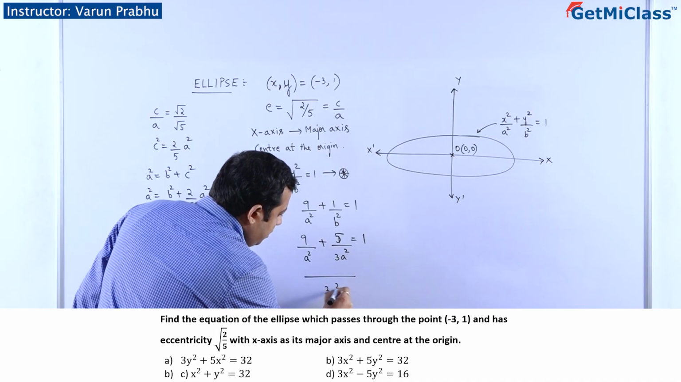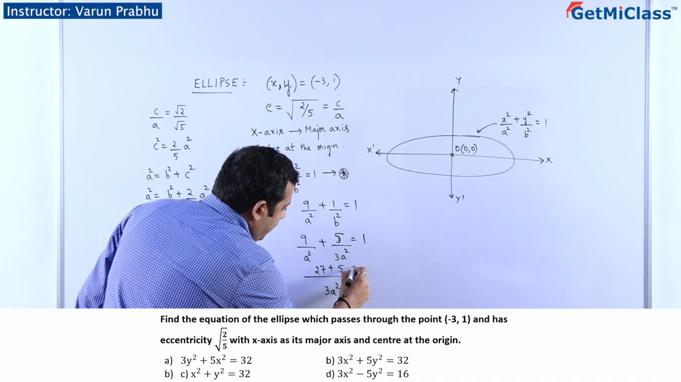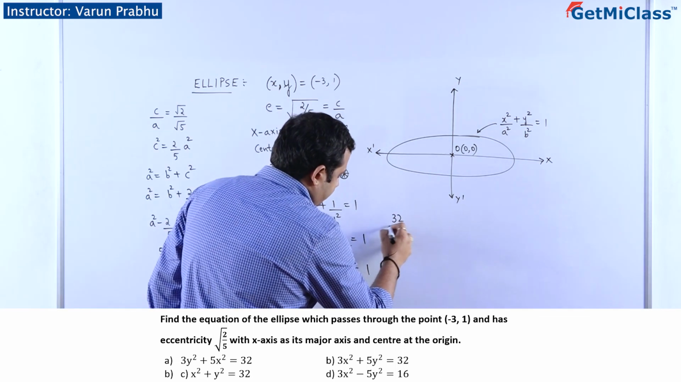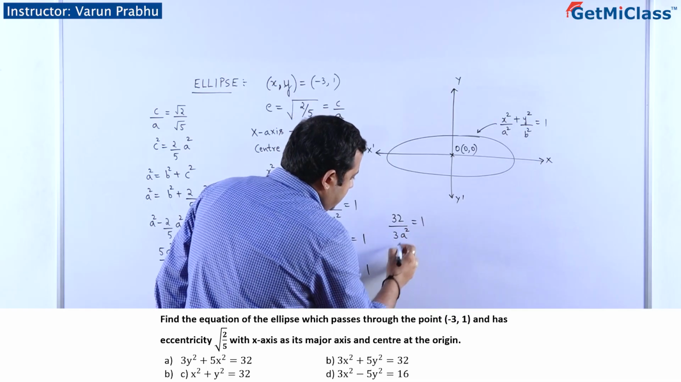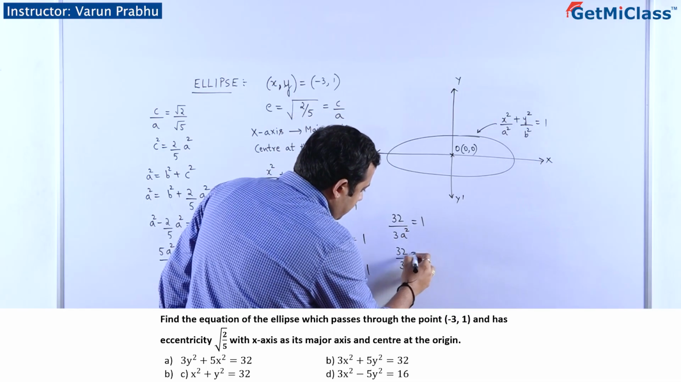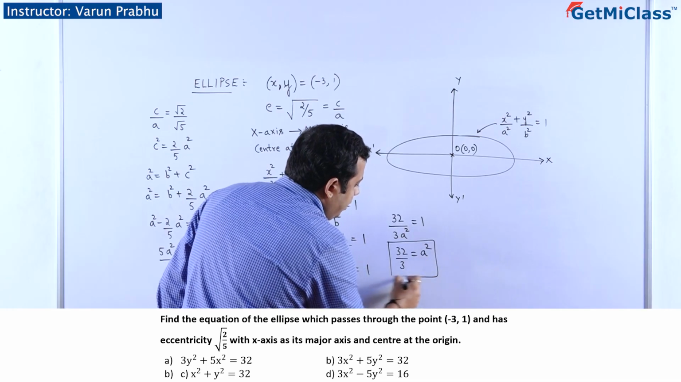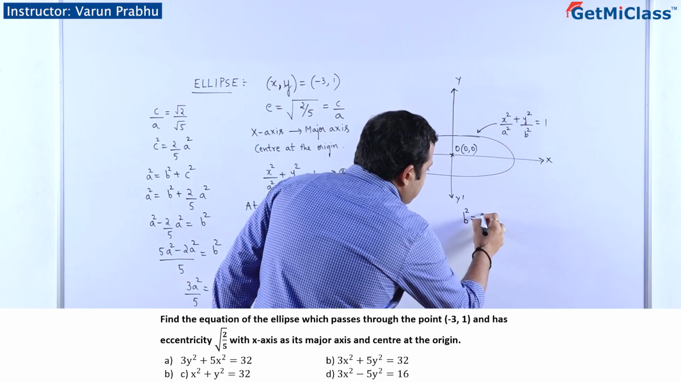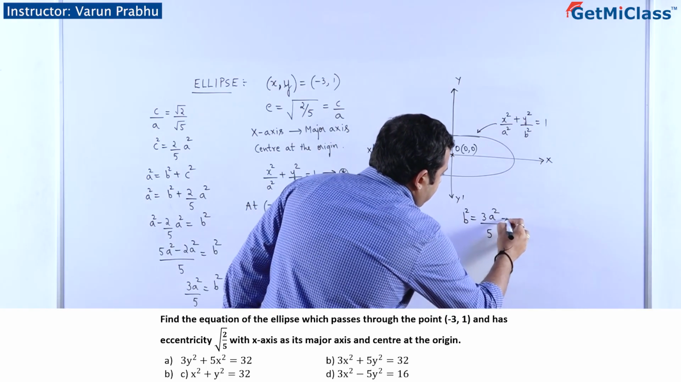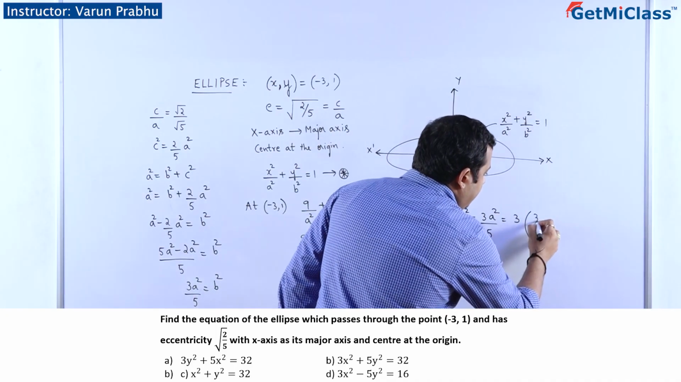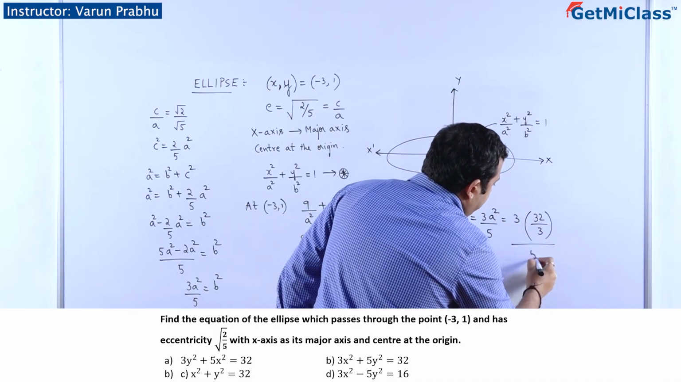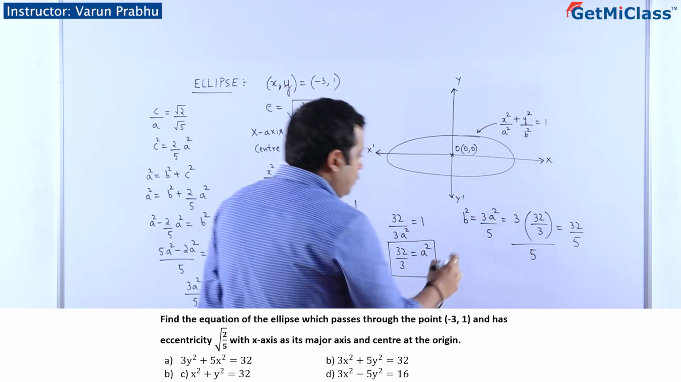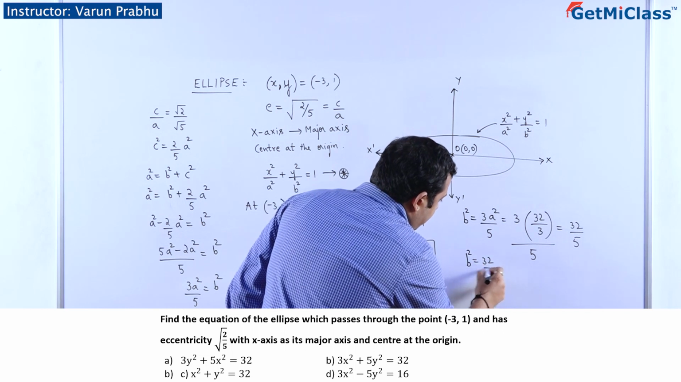So here this is nothing but 27 plus 5 over 3a square, that is equal to 1. 27 plus 5 will be equal to 32 divided by 3a square is equal to 1. 32 divided by 3 is equal to a square, correct? So b square is equal to 3a square divided by 5, that is 3 into 32 divided by 3 divided by 5. So what is the answer that we get? 32 divided by 5 is b square. So b square is nothing but 32 divided by 5.